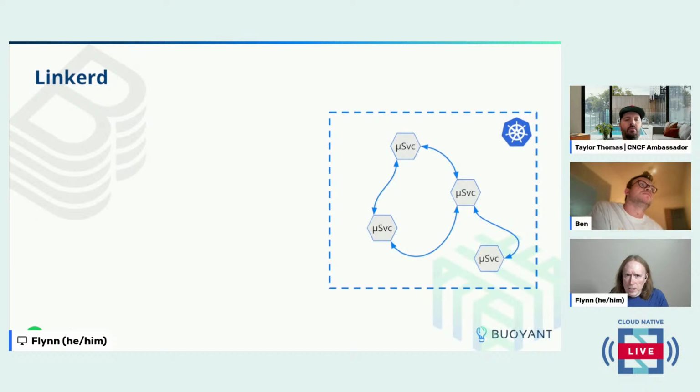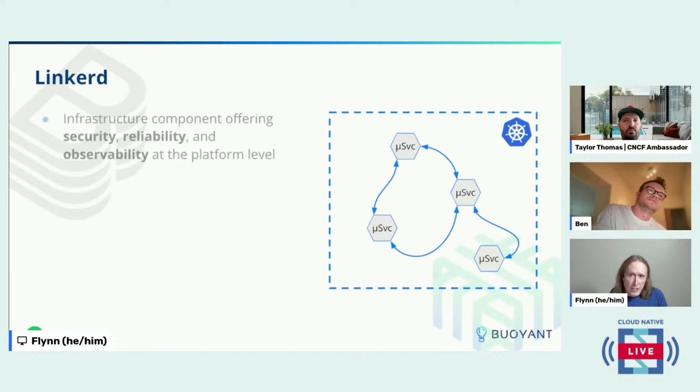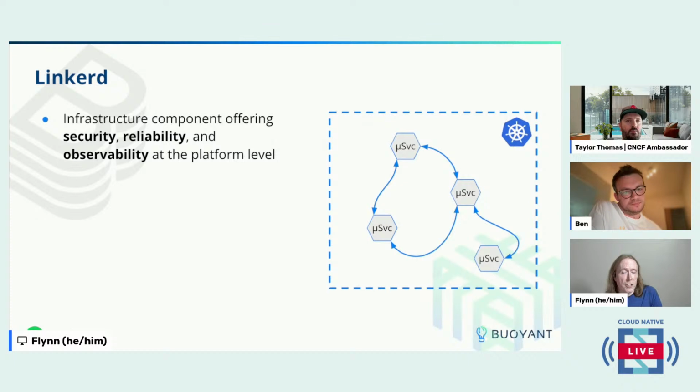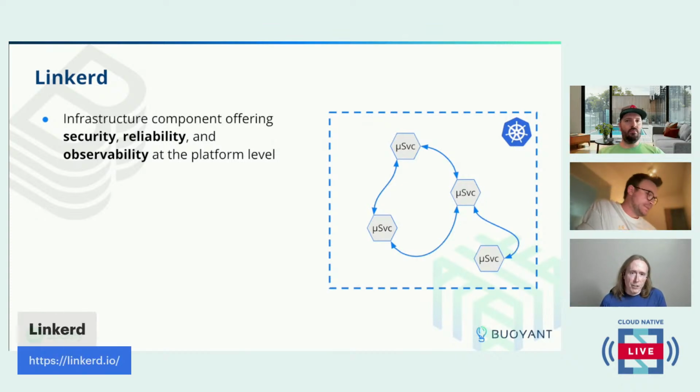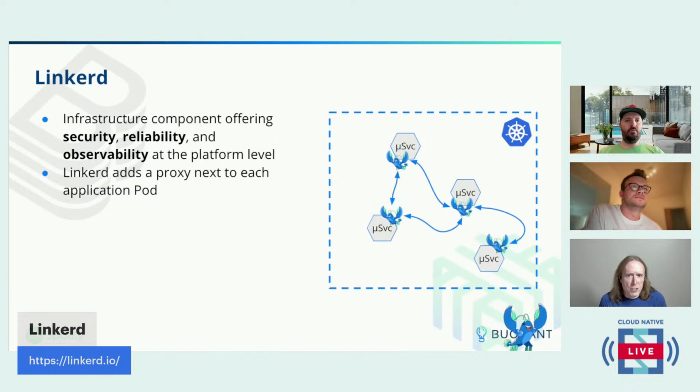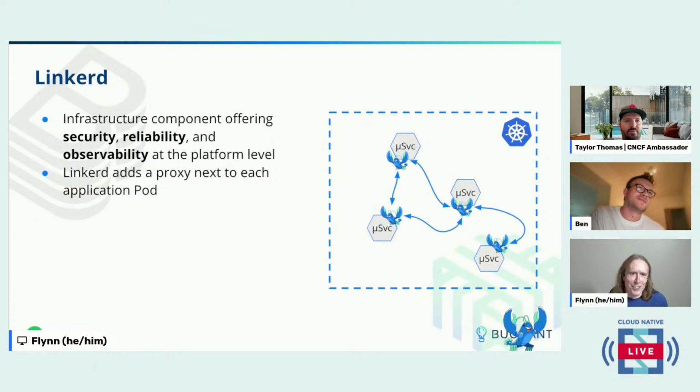All right, Linkerd. I mentioned that Linkerd is an infrastructure component offering security, reliability, and observability at the platform level. If we start off with your typical microservices application, where you've got a bunch of microservices all talking to each other, the way Linkerd works is by sticking proxies next to each of your application containers. To be precise, we add proxy containers into each of your application pods so that you have a proxy container inside the same pod as your application container.